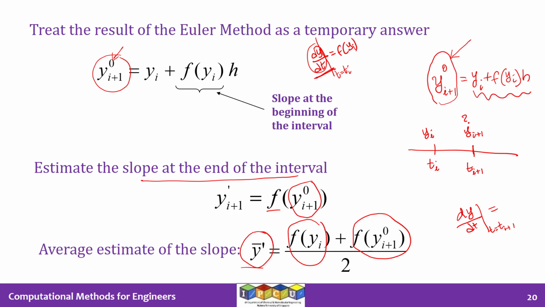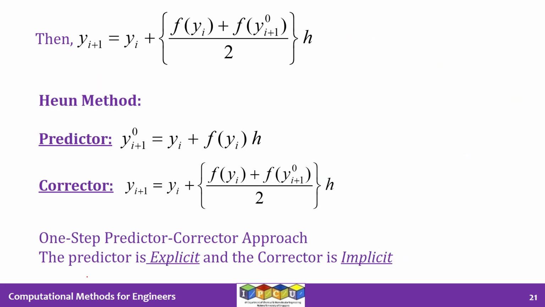So in Heun's predictor corrector scheme, I am not just happy estimating the slope at the beginning of the interval and using it to compute y_{i+1}. I am going to have an estimate of the slope at the beginning of the interval and at the end of the interval, and I'm going to work with the average slope. So Heun's corrector step modifies the Euler expression as follows. y_{i+1} is equal to y_i plus something times h. So this part is the same as the Euler scheme. This part is the same as the Euler scheme. This h is the same as the Euler scheme.